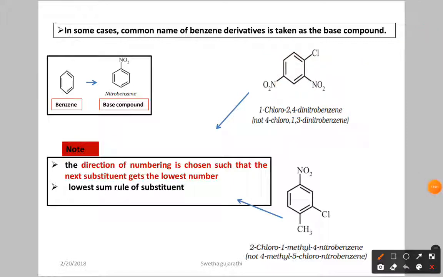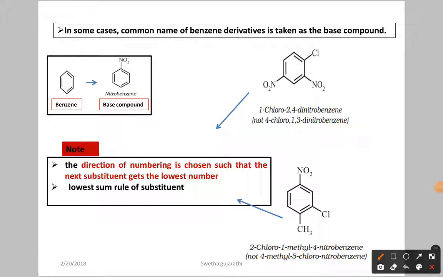While writing the nomenclature, we already told you to follow the alphabetical order. You should not write first 2,4-dinitro and after that 1-chloro. That is wrong. Why? Because in alphabetical order, first you get chloro, which is C, and after that N. We are not considering prefixes like tetra in the nomenclature. So first C will come, so you write 1-chloro first, then 2,4-dinitrobenzene.